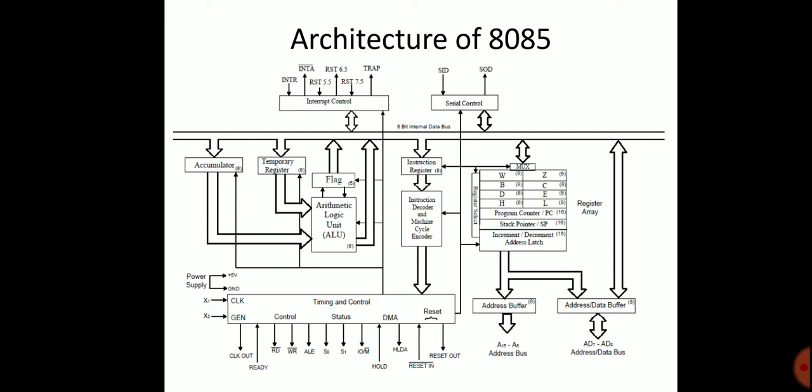It consists of various functional blocks. What are the various functional blocks? Number 1, register block. Number 2, arithmetic and logic unit, that is ALU. Instruction decoder and machine cycle encoder unit, address buffers, address and data buffers, increment and decrement address latches, interrupt control and serial input and output control, timing and control circuits. We are going to discuss the architecture of 8085.